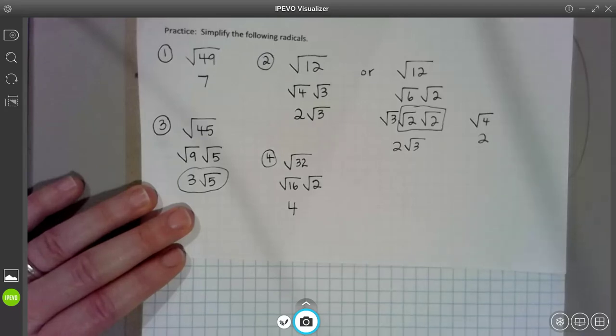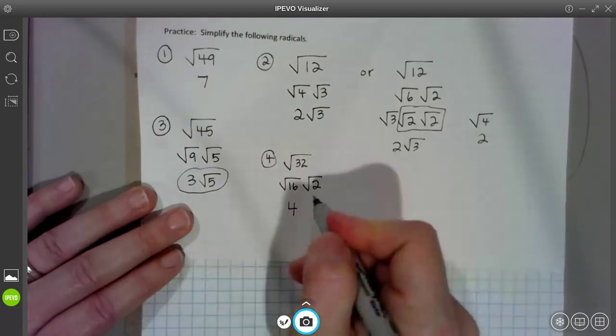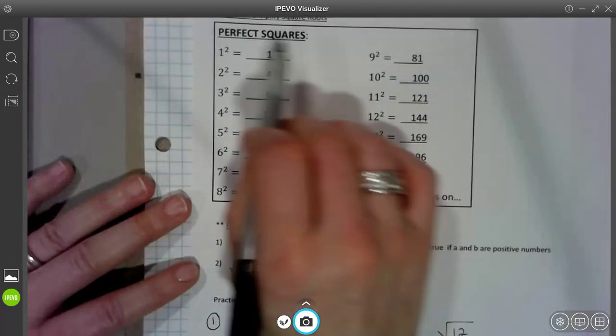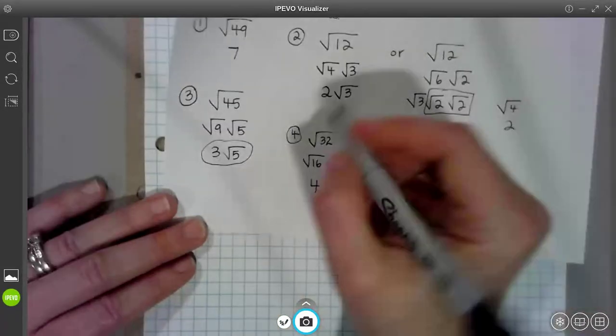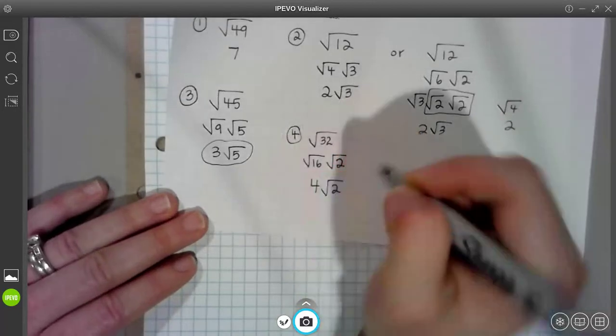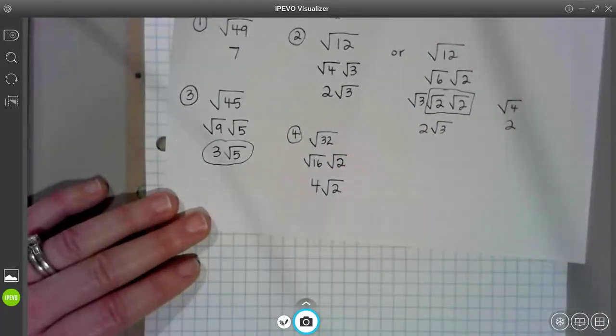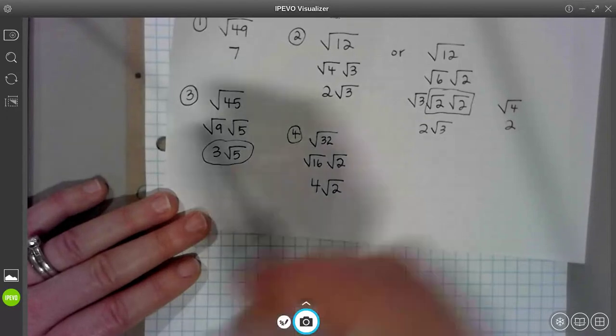There's no number or whole number that I could square to get 2. So that means it's a decimal, and there's no numbers on this list that divide evenly into 2. Again, 1 doesn't count. So it is a simplified square root. And your answer is 4 root 2. Okay? All right, you guys try this one.